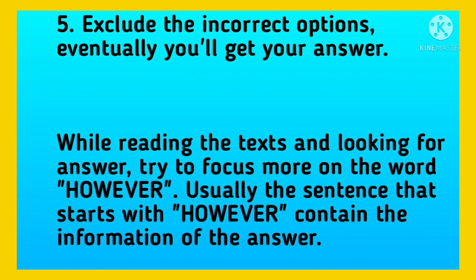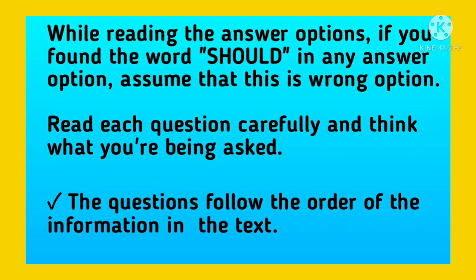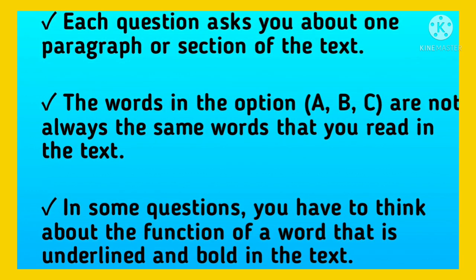While reading the texts and looking for the answer, try to focus more on the word however. Usually the sentence that starts with however contains the information of the answer. While reading the answer options, if you find the word should in any answer option, assume that this is a wrong option. Read each question carefully and think about what you're being asked. The questions follow the order of the information in the text. Each question asks you about one paragraph or section of the text.